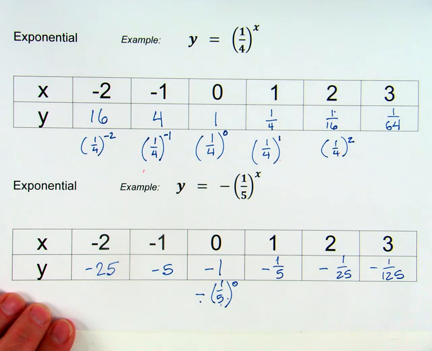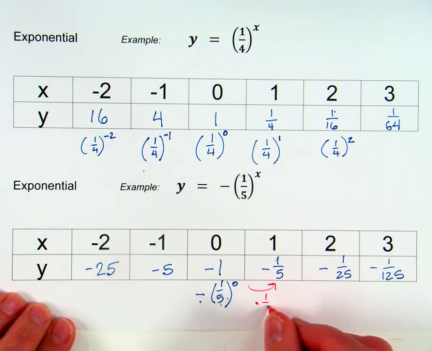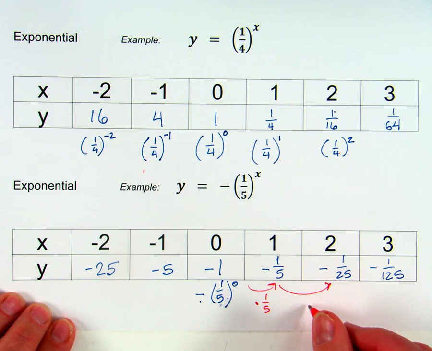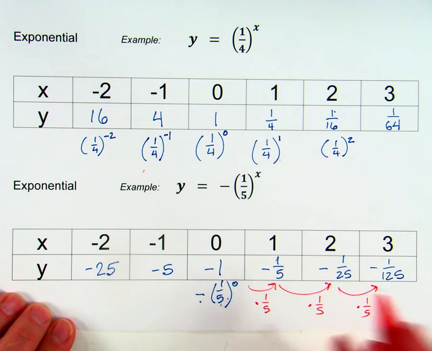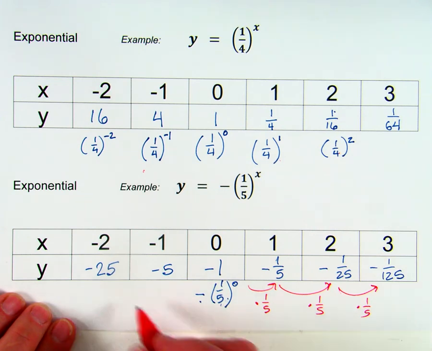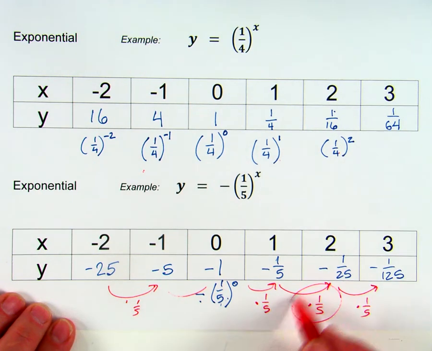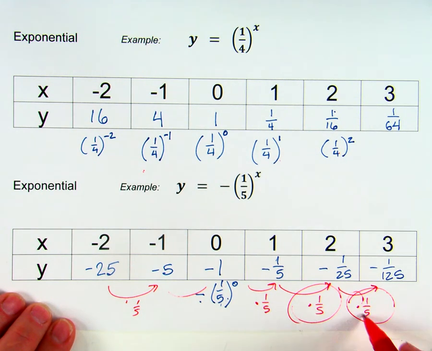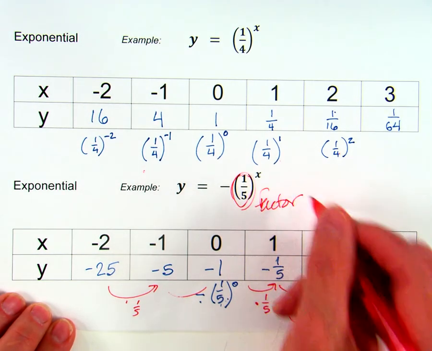How do we get from one to the next? Well, we multiply by 1/5. Same as dividing by 5, but we like to talk about multiplying instead of dividing. Yeah, it's the same thing. So times 1/5 works all the way along. Again, the factor that we're multiplying by is 1/5, and that is the base of our exponent.